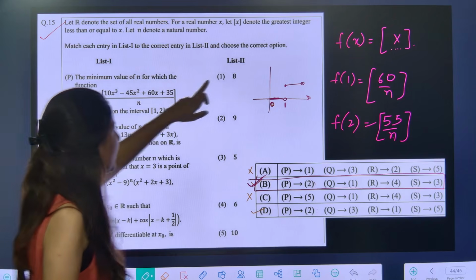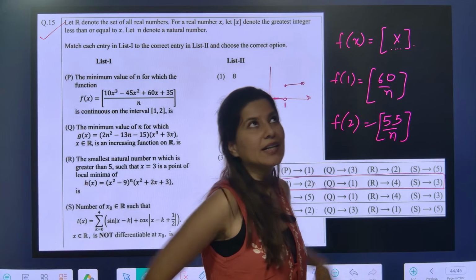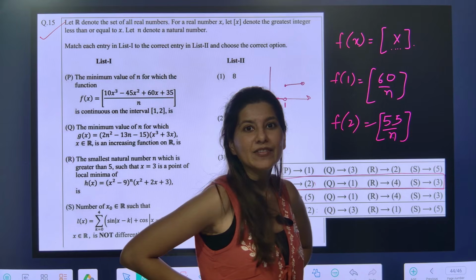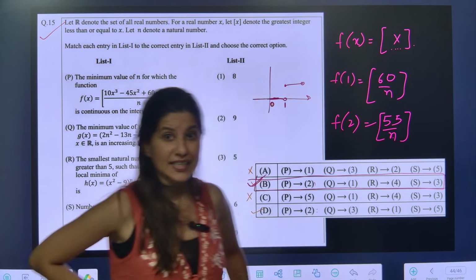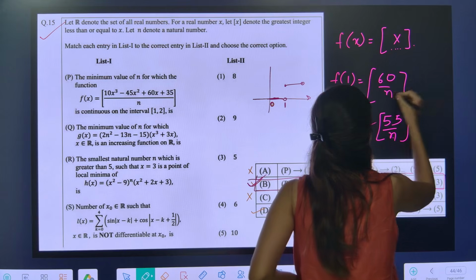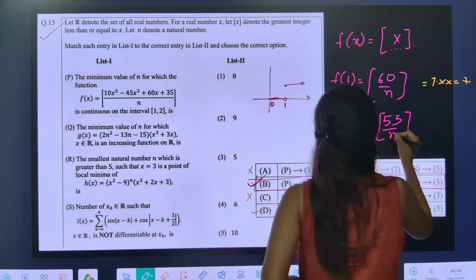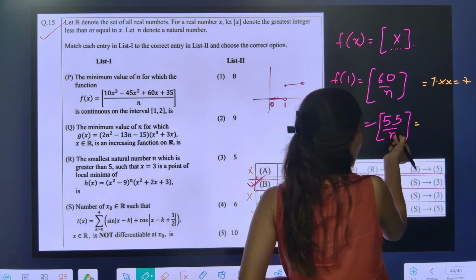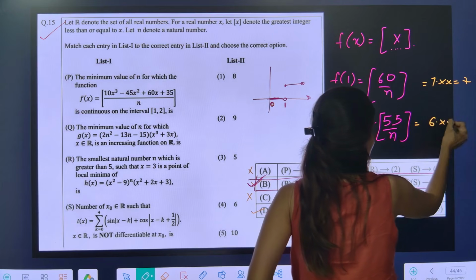If you pick 8, what will happen? 60 by 8. 8 5s are 40, 8 6s are 48, 8 7s are 56. So if you pick 8, it will be 7 point something. It will be 7. Now please note, the other will be 6 point something, right? So it will be 6.